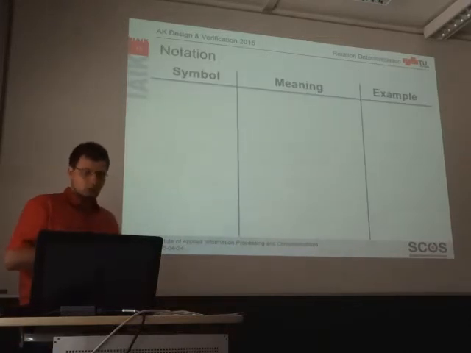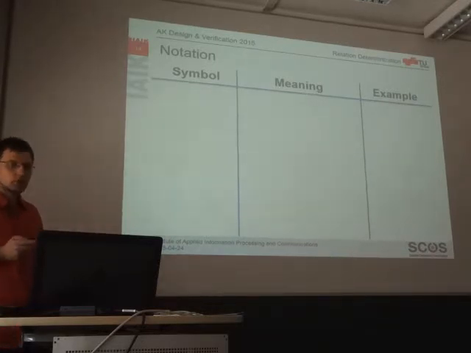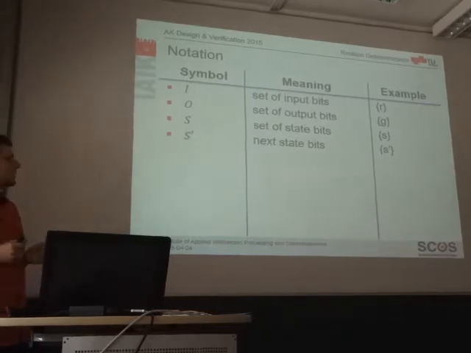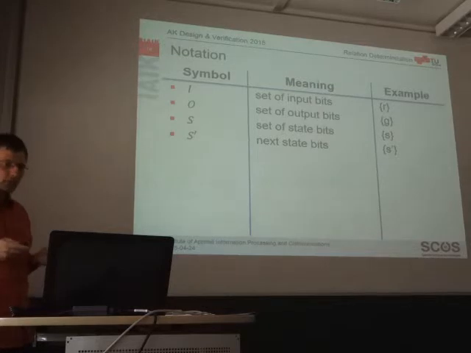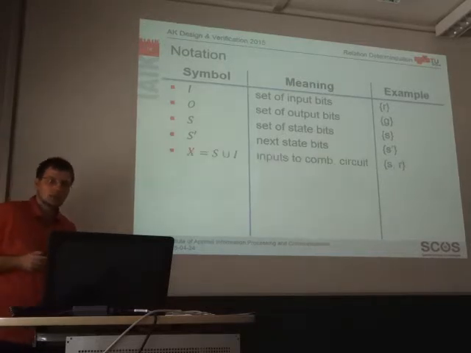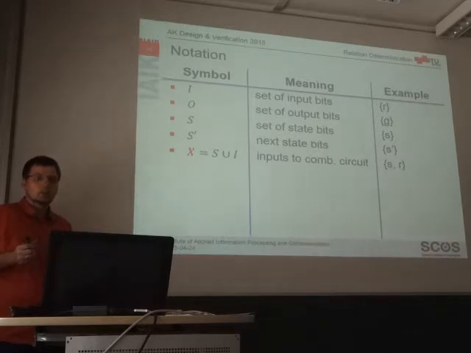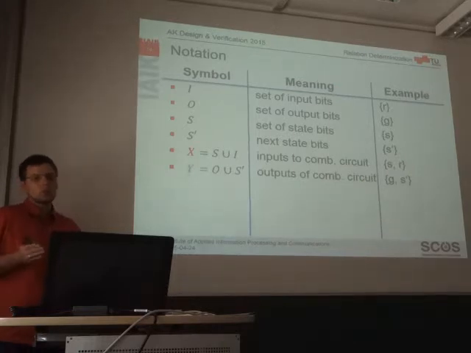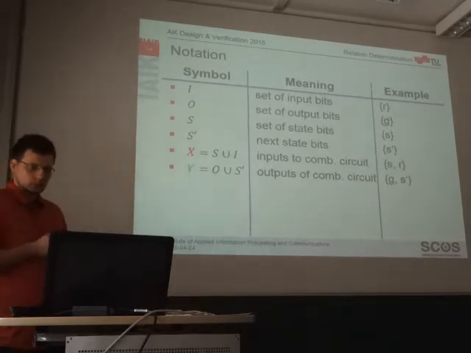So before we go into an example, let's fix some notation so that we know what we're talking about. We will use I, O, S, and S prime for the set of input bits, output bits, state bits, and next state bits, as we have most of the time so far. And as I already said, today we are more interested in the union of the state bits and the actual input bits, because that is everything that goes into the combinational circuit, and the union of the outputs and the next state bits, because that is everything that comes out of this combinational circuit.